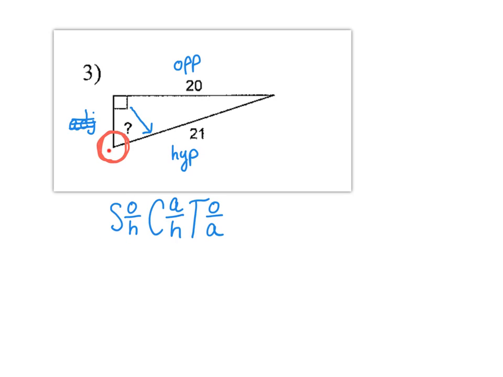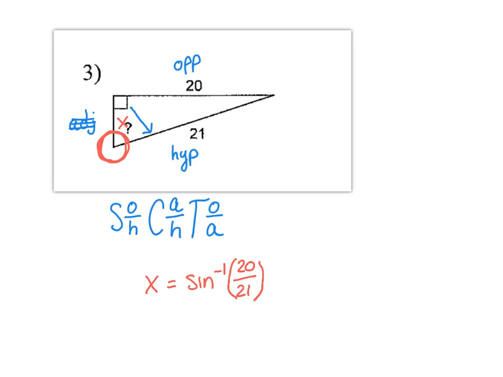We are looking for an angle here, so we know we're going to use the inverse sine function. When looking for an angle, we use inverse functions. So let's label this angle as angle X. We will say angle X is equal to the sine inverse of the side opposite, which is 20, over the hypotenuse, which is 21. And that's all the work we have to show. The rest we're going to do in our calculator.